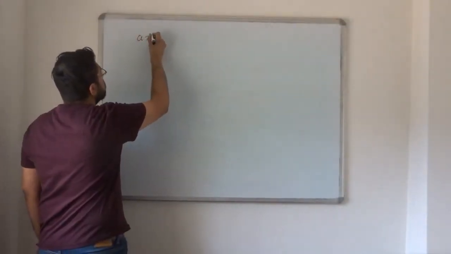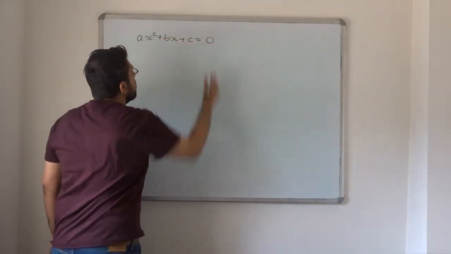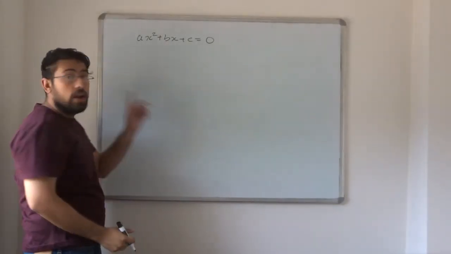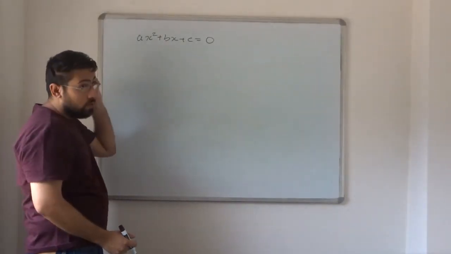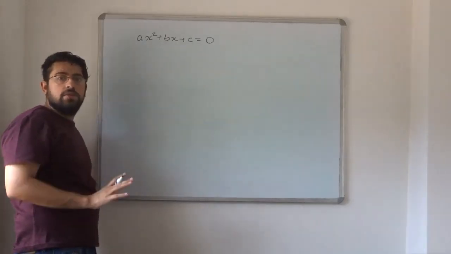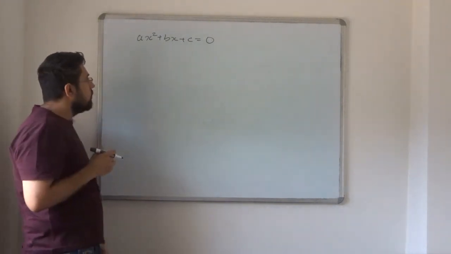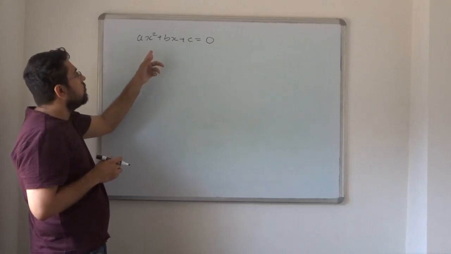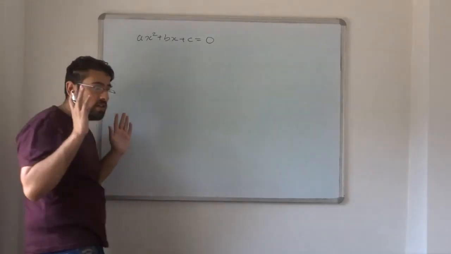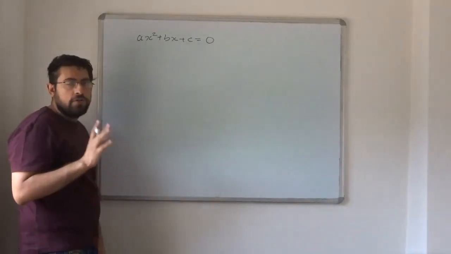Okay, so now let's derive the quadratic formula. So we all know the quadratic equation: ax squared plus bx plus c is equal to 0, where a is not equal to 0, and a, b, and c are real numbers. Okay, so that's what you have to remember, because if it's just x squared plus bx plus c, you can't derive the quadratic formula. So just understand that as well.